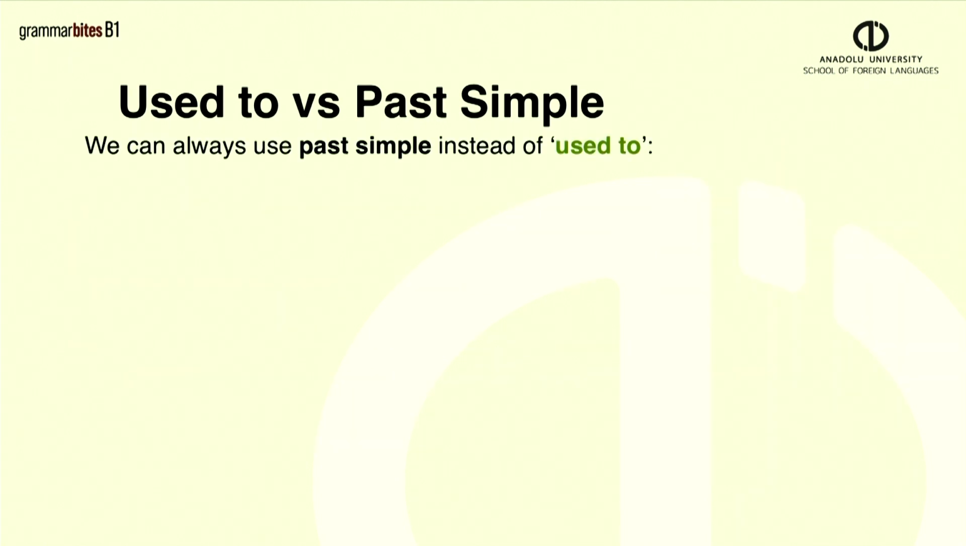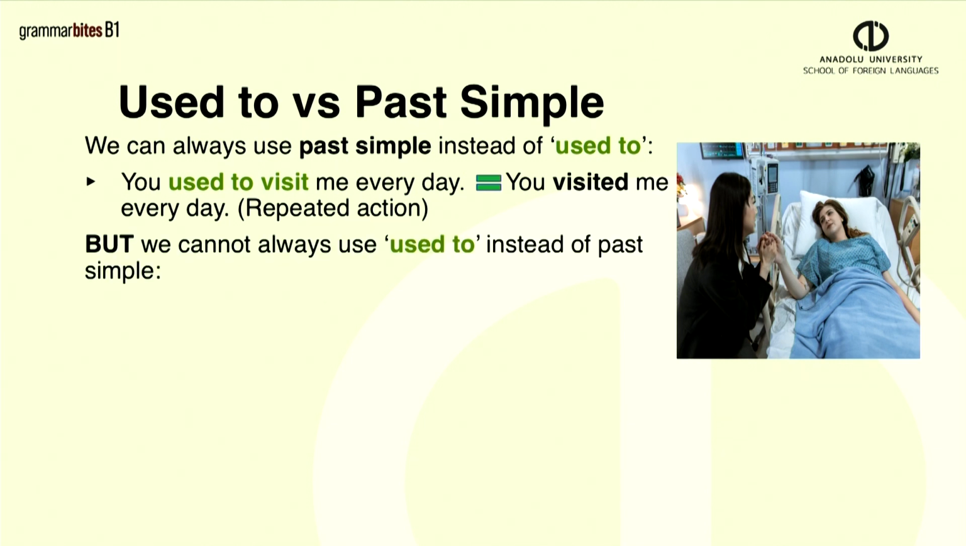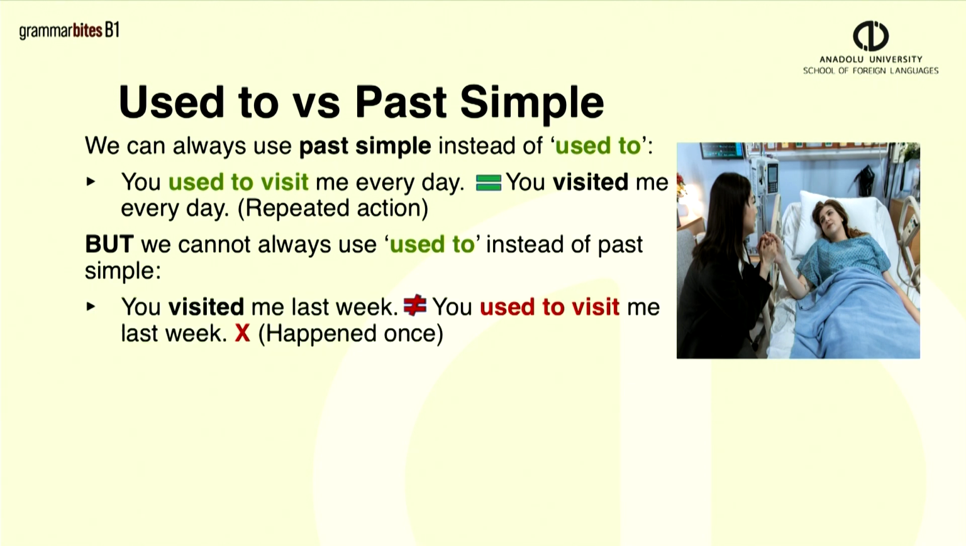We can always use past simple instead of used to. For example, you used to visit me every day means you visited me every day. So repeated actions in the past can be expressed in both ways. But we cannot always use used to instead of past simple. For example, you visited me last week cannot be rephrased as you used to visit me last week because the action happened only last week, so it happened only once.